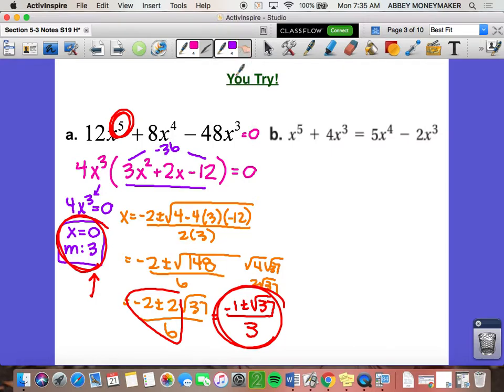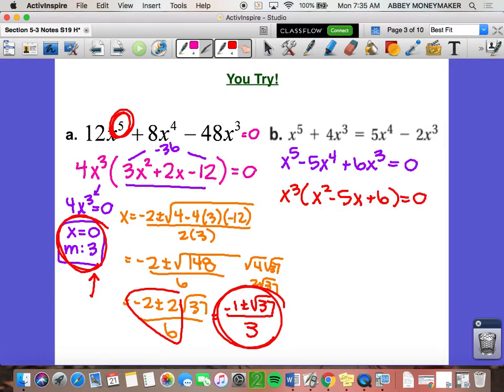On part B, same thing, but we have some combining like terms to do here and some rearranging of some terms. So we have x to the 5th minus 5x to the 4th, and then that would be plus 6x cubed is equal to 0. So again, we want to look for that GCF. So we would take out an x cubed. That leaves me with x squared minus 5x, and then plus 6 is equal to 0.